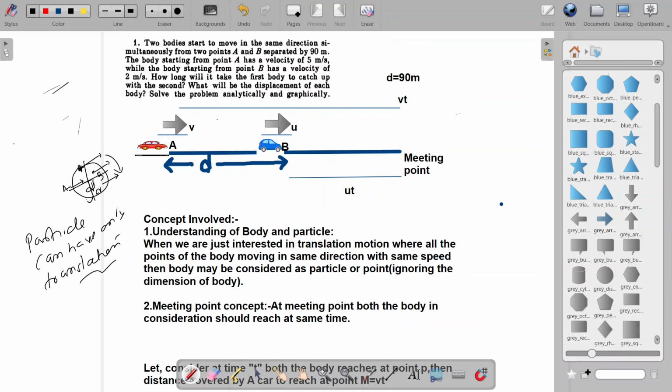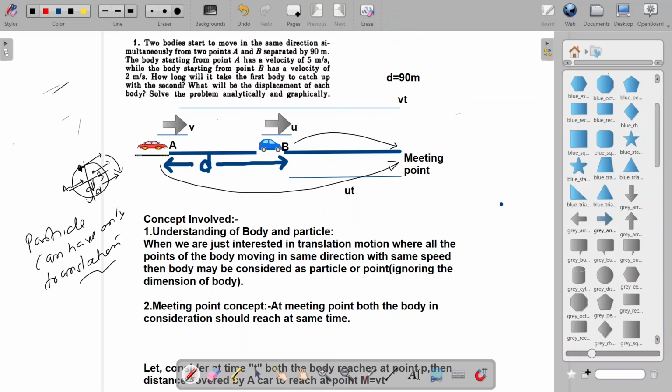Now the second concept is already discussed in chapter number 1. If you want, you can revisit the problem that we last discussed. It is about the meeting point concept. At the meeting point, both bodies should reach at the same time. So if A and B are meeting at this particular point, then at time t, B should also reach here and A should also reach here.